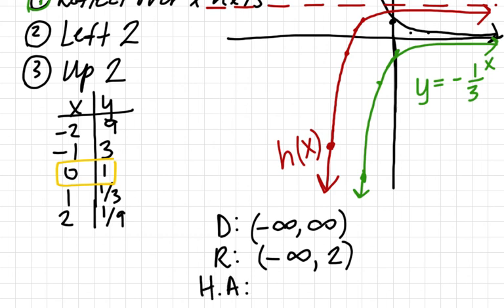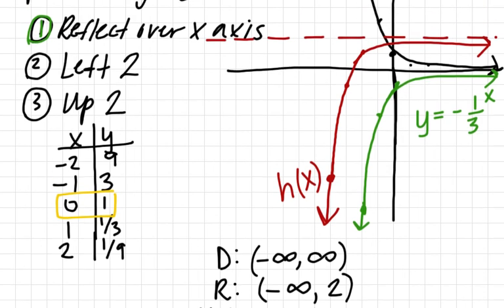Again, remember, it's important not to just put the number 2, because it really does need to be a horizontal line. So the horizontal line would be y equals 2 for the equation of the horizontal asymptote.